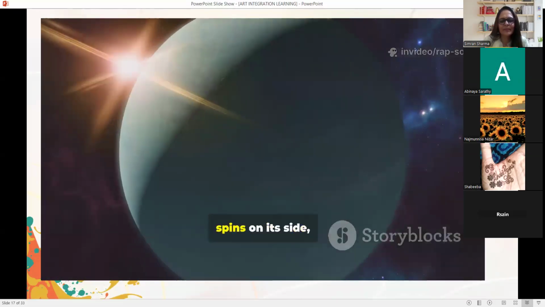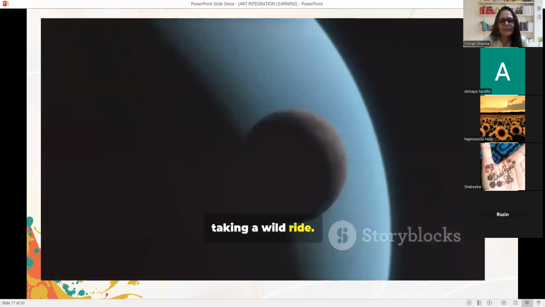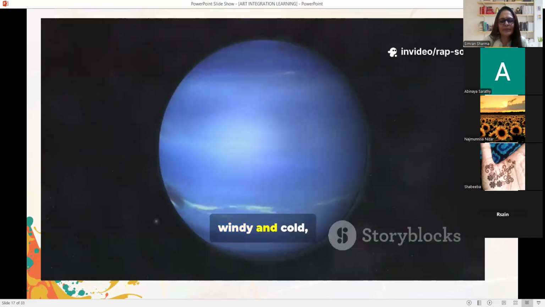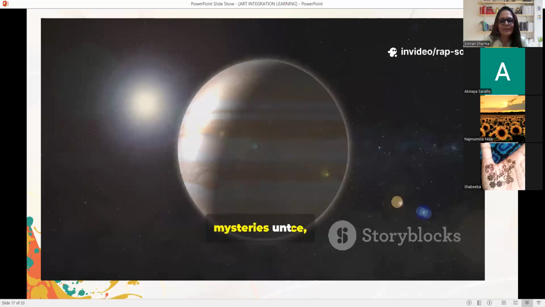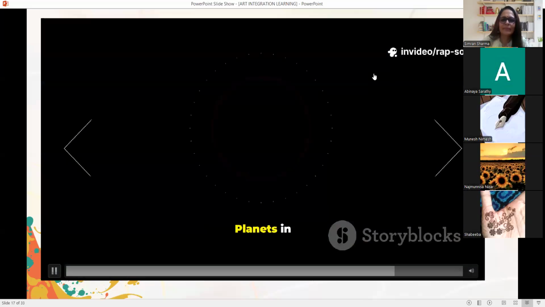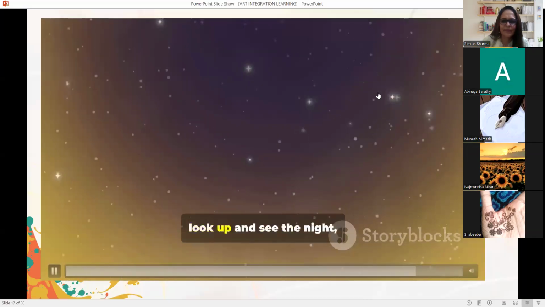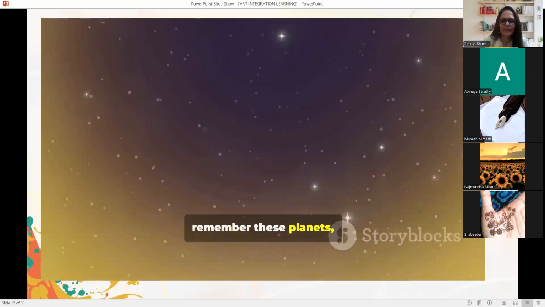Uranus tilts and spins on its side, blue-green color taking a wild ride. Neptune's last, windy and cold, storms and ice, mysteries untold. That's our tour from sun to space, planets in order. Now you ace the race. So next time you look up and see the night, remember these planets shining bright.